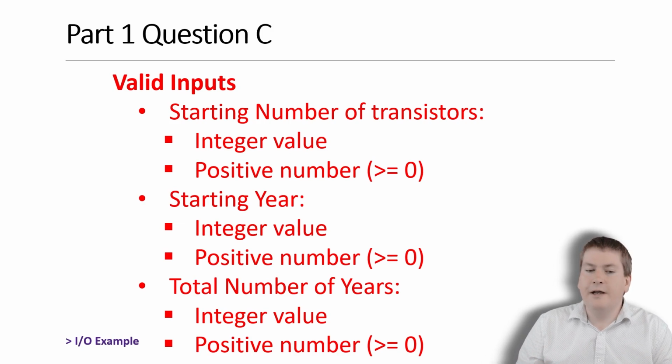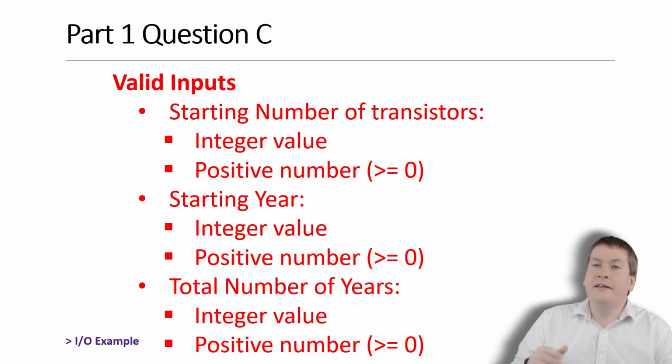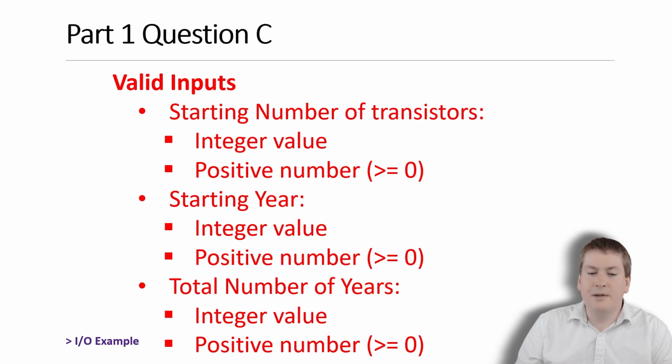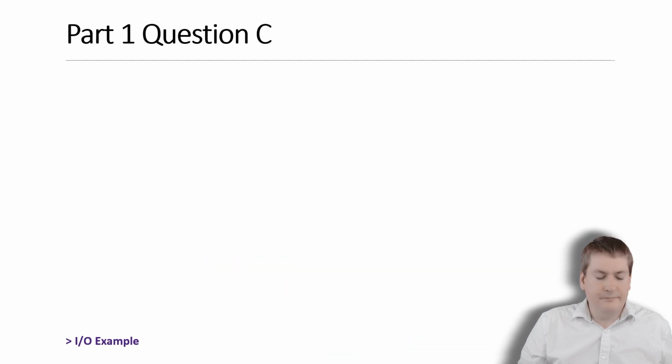Same thing for starting year, it's an integer value, and we can assume it's a positive number. And the same thing for number of years, it's an integer value, and we can assume that's going to be a positive number as well. So all of these you can assume are going to be greater than or equal to 0. That means you don't have to do any error checking for those other cases. You don't have to check if it's a string or a floating point number. You can assume the user inputted a positive number and that it is a whole integer value.